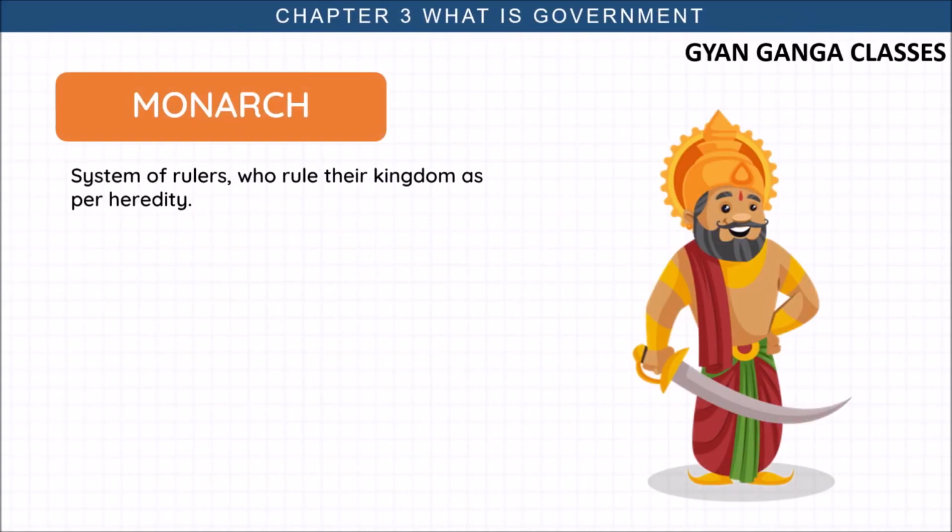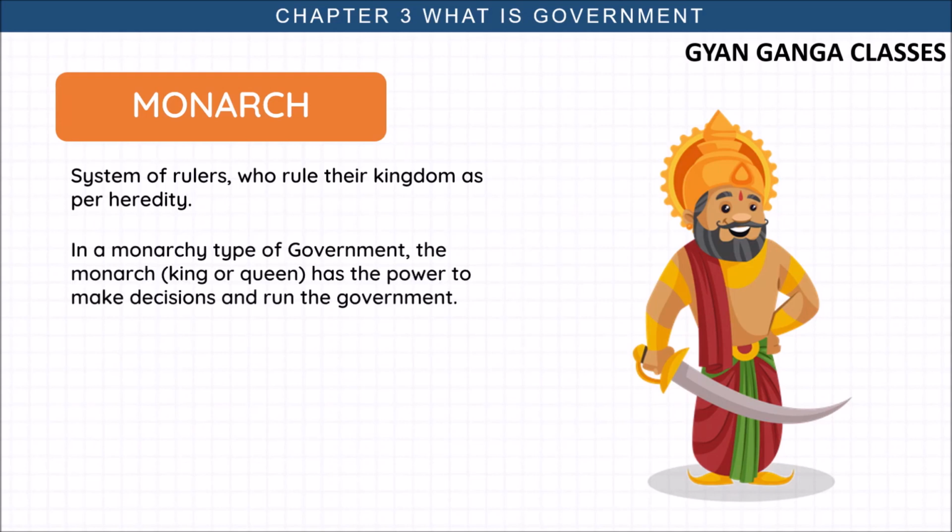While a monarchy is a system of rulers who rule their kingdom as per heredity. Monarchy was a system of rulers. It goes from father to son and again, and in the same lineage they keep leading and ruling the country, the state that they are the rulers of.